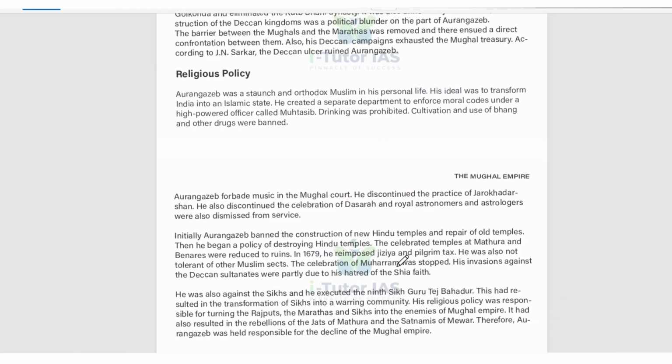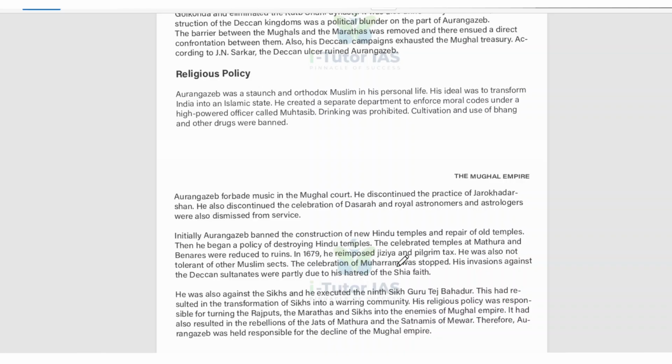Aurangzeb was a staunch and orthodox Muslim in his personal life, and his ideal was to transform India into an Islamic state. He created a separate department to enforce moral codes under a high-powered officer called Muhtasib.